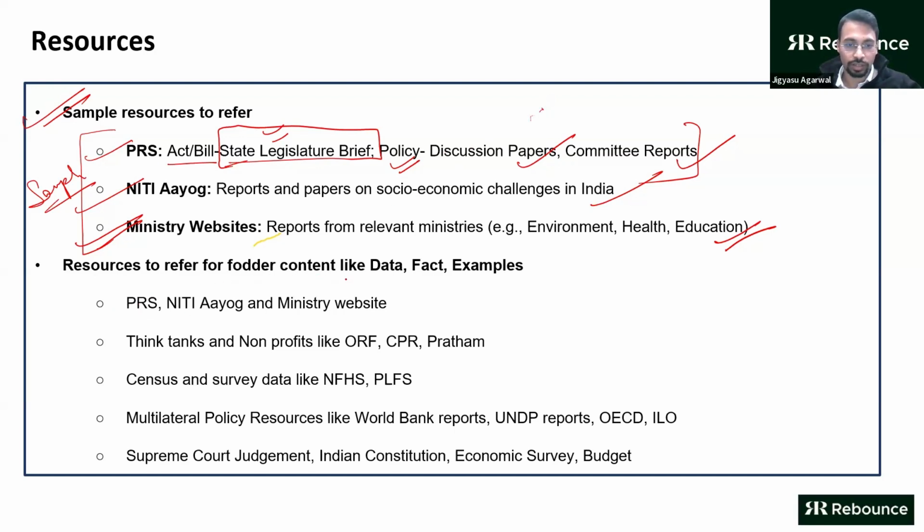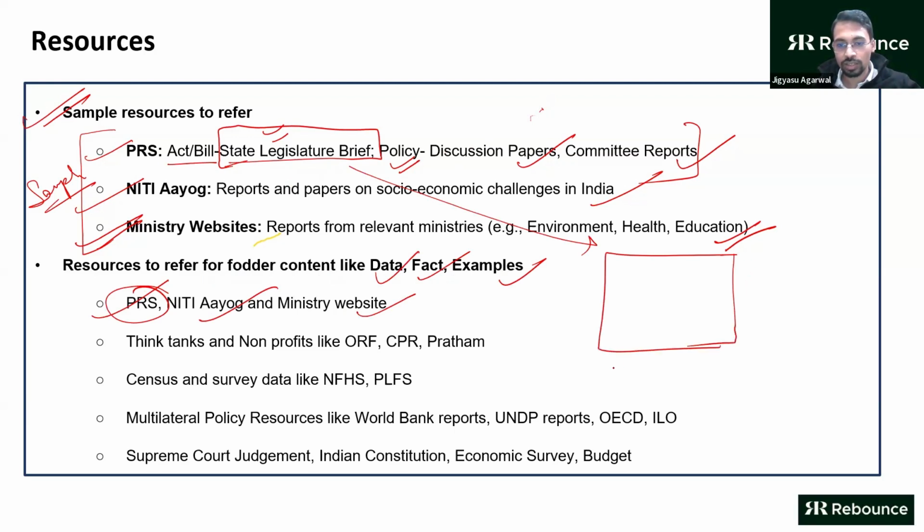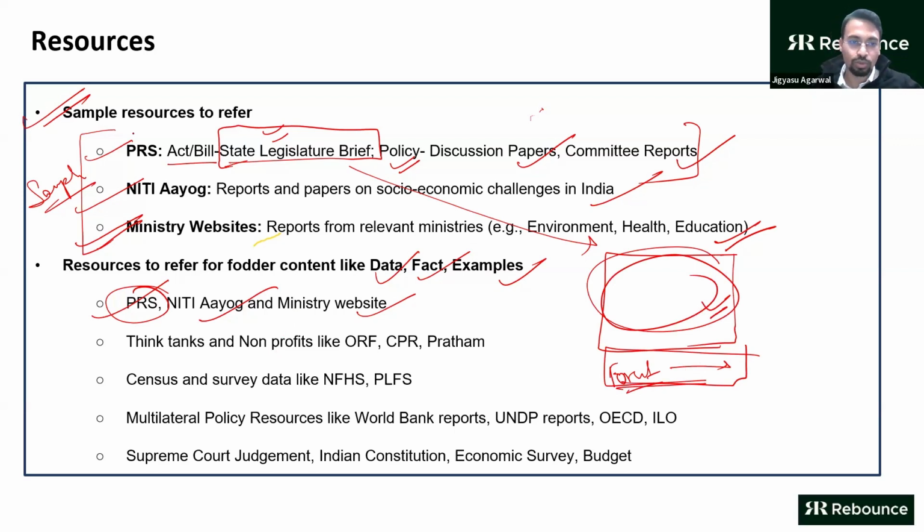Now, resources for fodder content. Fodder content is like we were talking about: data, facts, examples, maybe from the PRS website, Niti Aayog, ministry websites. When you go through a state legislature brief, they provide you a table about the status of forests in India. Maybe they directly pick a report, let's say the India State of Forest Report. Below this table, they will directly write the source. So you can pick this information, this data, and mention the source. You don't need to scrape the data directly. You can go to these websites, pick up the prepared reports and fetch the data.